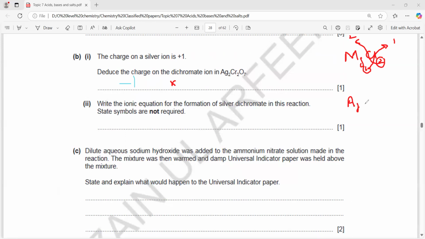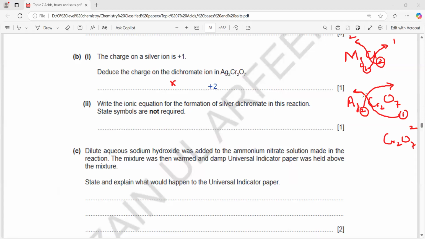If it is Ag2Cr2O7, they are asking, what is the charge on the dichromate? So this 2 which is written with silver is actually the charge of the chromate. And this 1 which is written here, where nothing is written, it means 1. That is the charge of the silver.